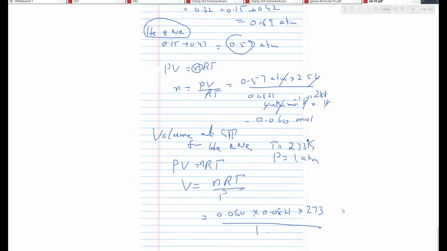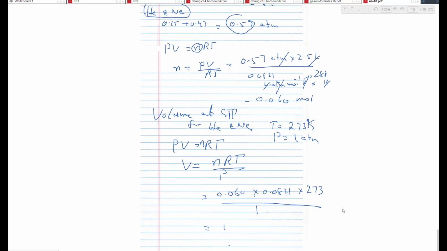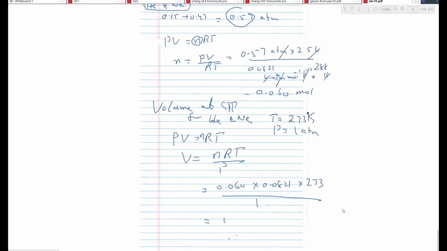How much are you getting? 1.34. It may be a little bit different because we are rounding and not picking up all the digits, but it's going to be close to this one. Look at the answer. This was volume, right? So it'd be in liters, 1.34.